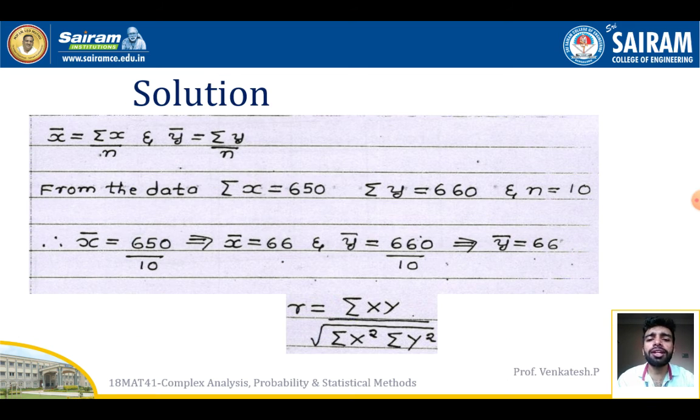As I told you, to find the value of r, we need capital X and capital Y. Capital X is given by x minus x bar and capital Y is y minus y bar. To find x bar and y bar, we use the formula summation x by n, summation y by n. From the data, we have summation x is equal to 650, summation y is equal to 660, n is equal to 10. So x bar is equal to 650 by 10, which is 66. Y bar is equal to 660 by 10, so y bar is equal to 66.